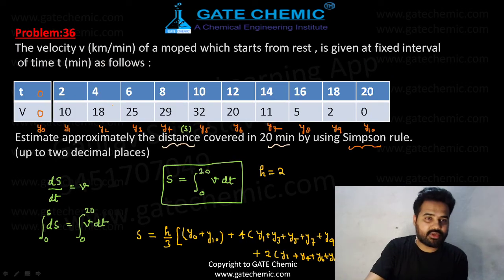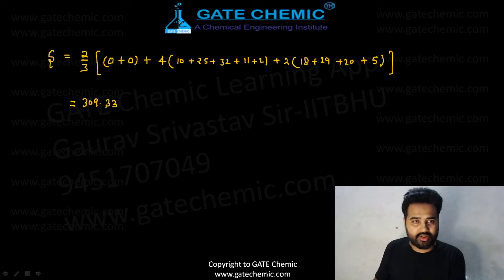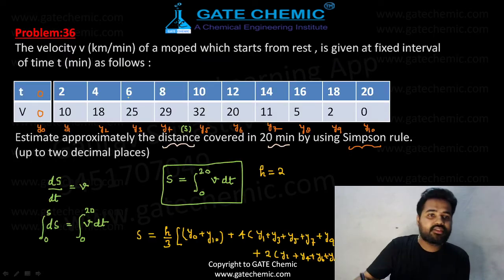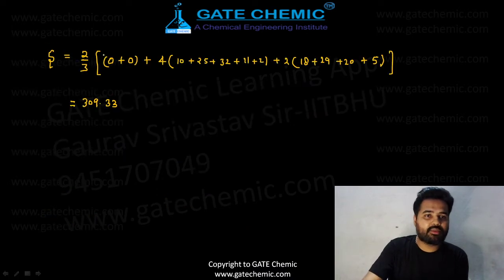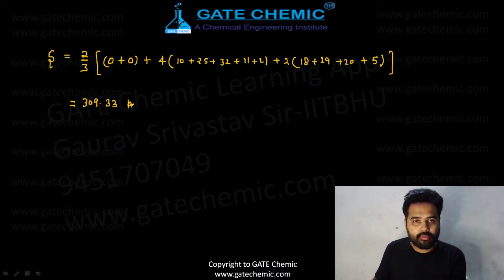Up to how much decimal places, beta? 2 decimal places. So 309.33, and this one is in kilometer. So your final answer will be again in kilometer.